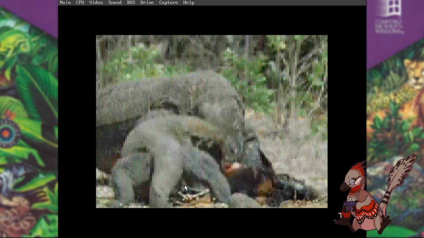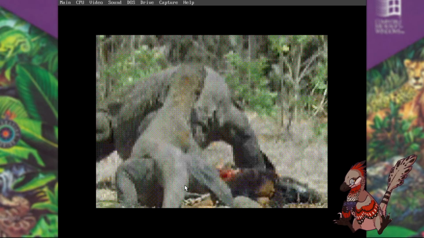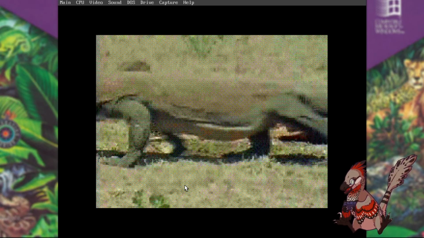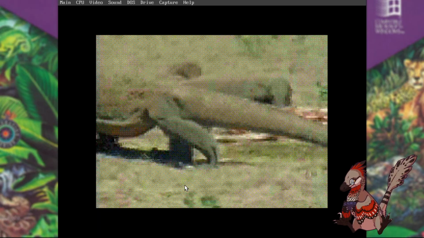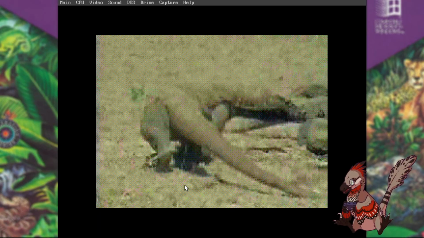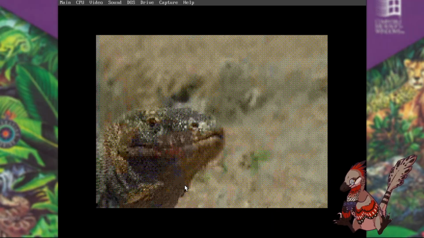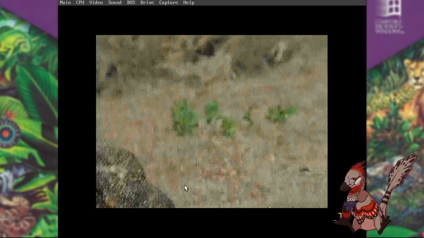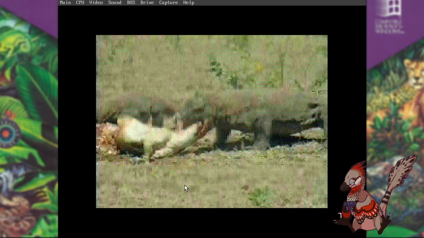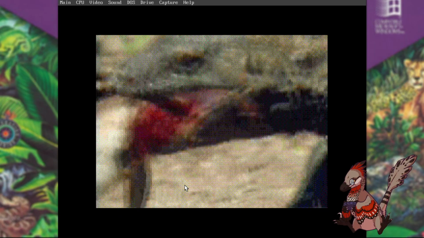Millions of years ago, the most powerful animals on Earth were giant meat-eating reptiles. Komodo dragons, the largest lizards around today, are living reminders of this ancient past.